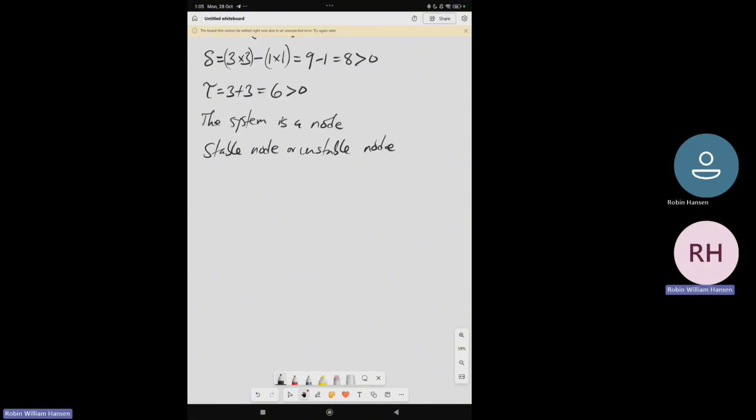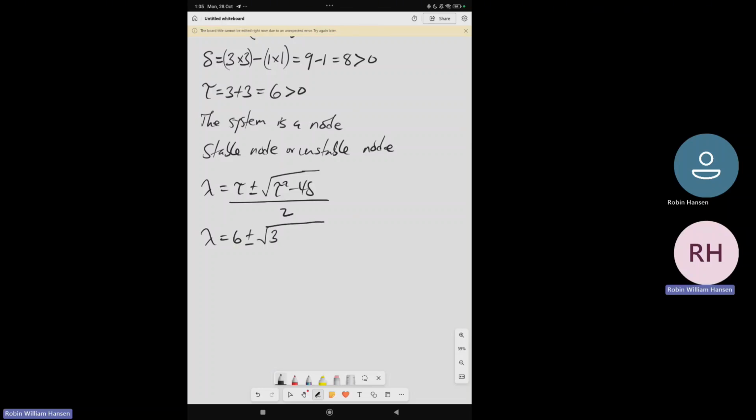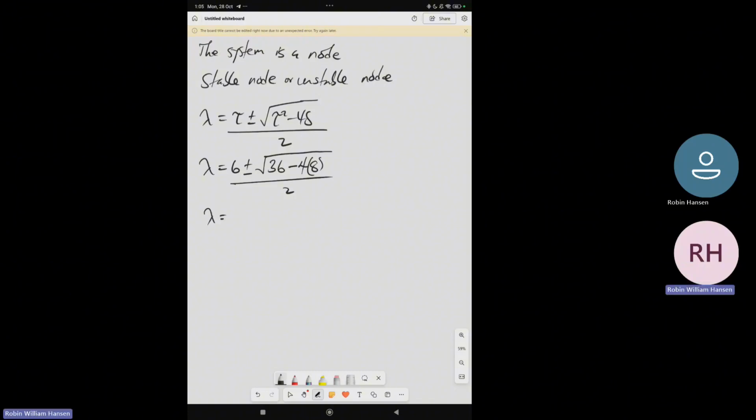And we can come to this conclusion using this formula. Lambda equals tau plus or minus the square root of tau squared minus 4 delta, all over 2. We have lambda is equal to, we have tau to be 6, plus or minus the square root of 6 squared, which is 36, minus 4 times 8, which will give us 32, all divided by 2. So I can write 3. I hope you get me.